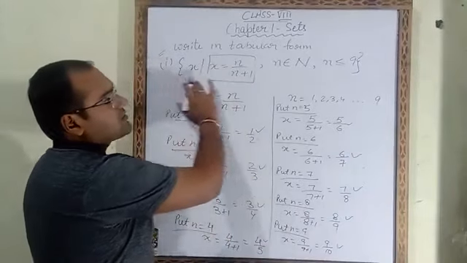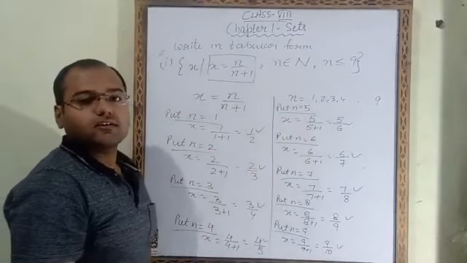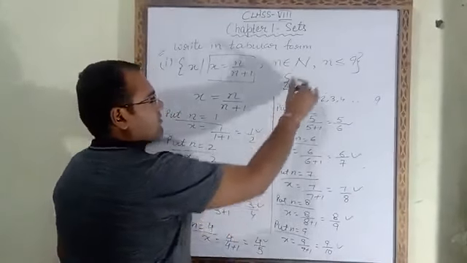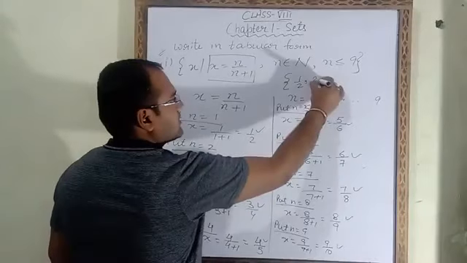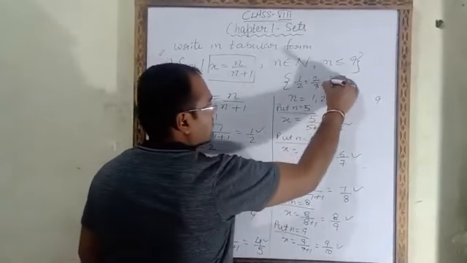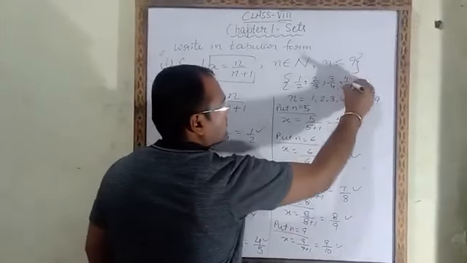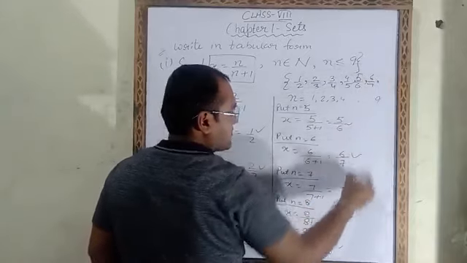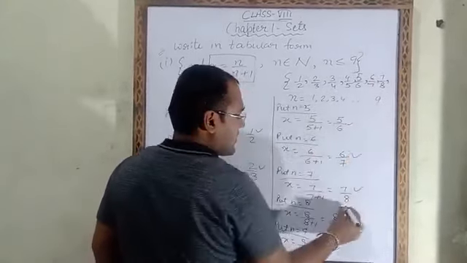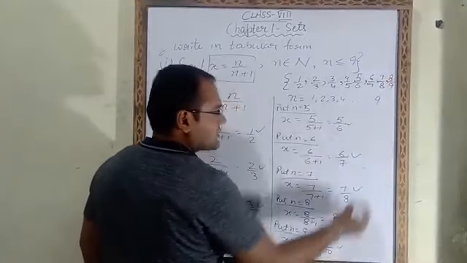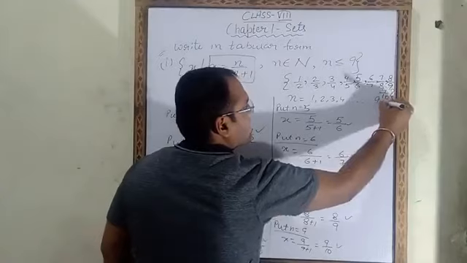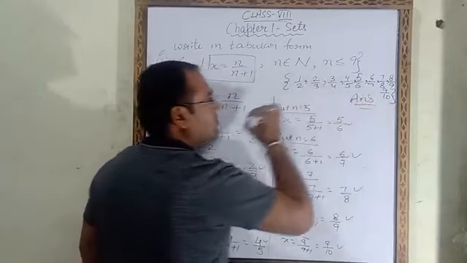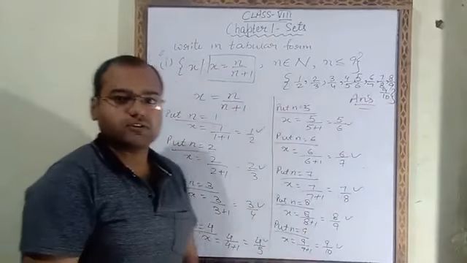This is the set builder form. We have to write the answer in tabular form. So the answer is first 1 upon 2, second 2 upon 3, third 3 upon 4, fourth 4 upon 5, fifth 5 upon 6, next 6 upon 7, 7 upon 8, 8 upon 9, and the last one is 9 upon 10. So this is the final solution of this part. Like this you have to do this question.